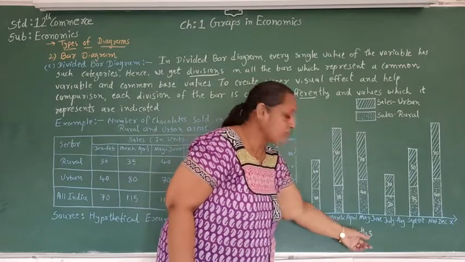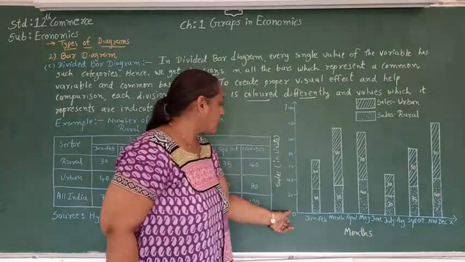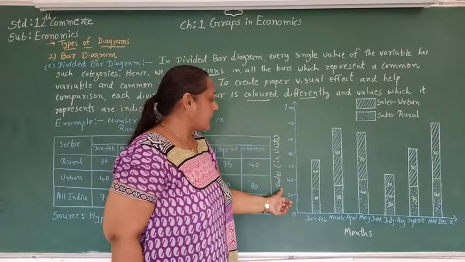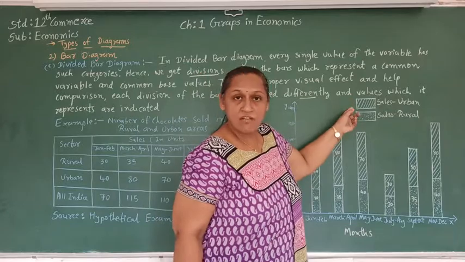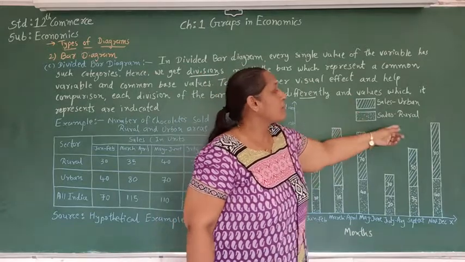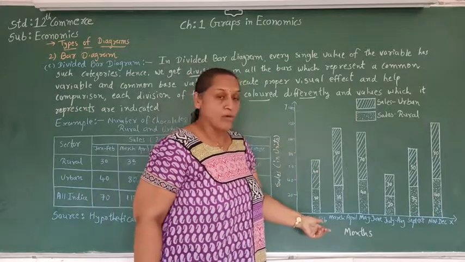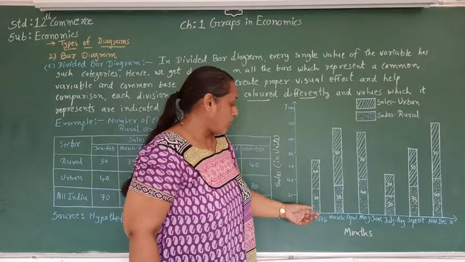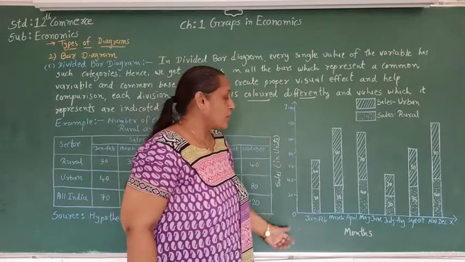Here we have indicated the month, that's why we write month, and on the y-axis we have indicated the sales in units, so that also we must write. And which shade we have used, that also we must write, so that the graph is proper and the reader can understand it properly. So these things must be kept in mind while drawing the diagram.